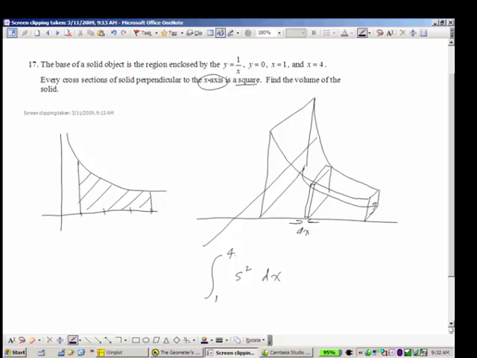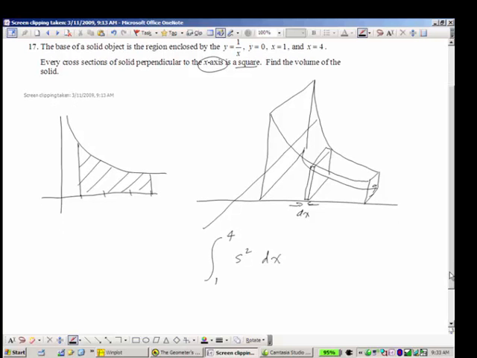Now, there are still 3 out of 10 calc students that always want to put a pi out in front. You get so used to doing circles that if you do anything else, you get a little freaked out. It's not always going to be circles. In this case, it's squares again. We'll do another one where it's semicircles, I think. And this is what's going to annoy you.